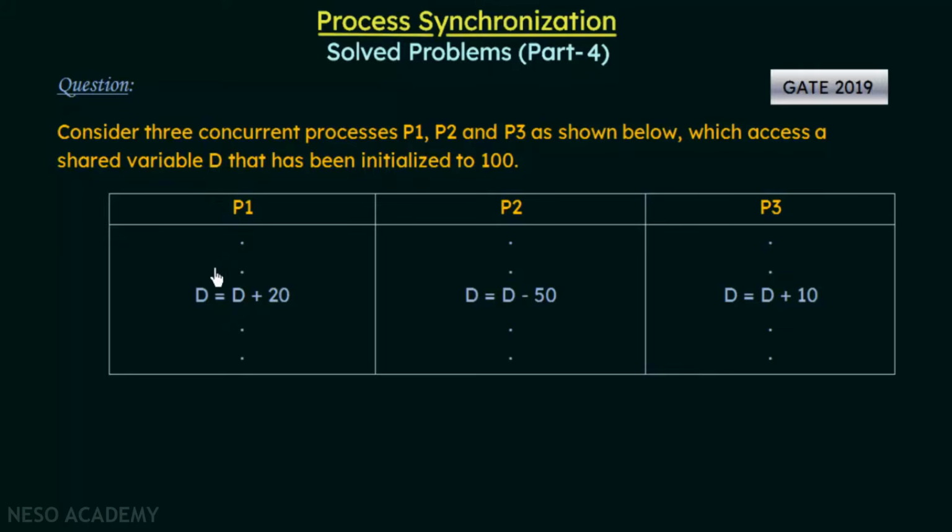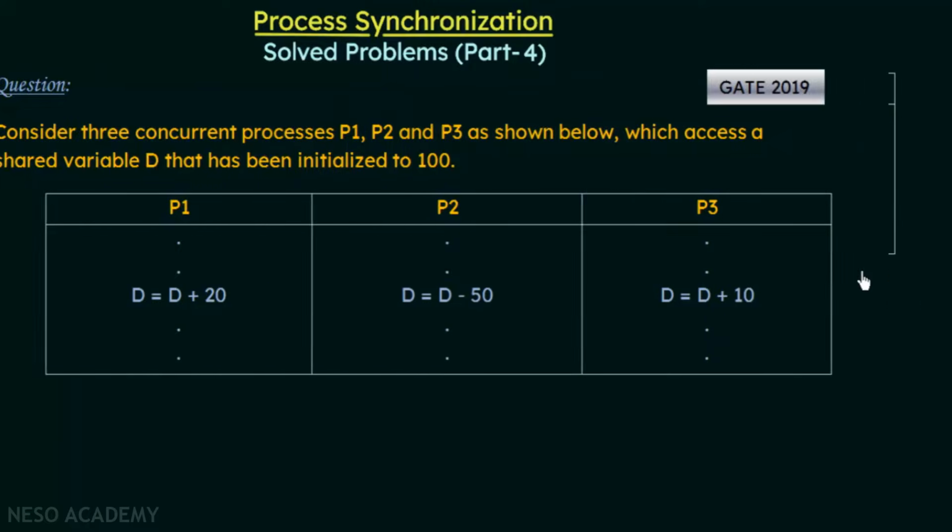So we have three processes P1, P2 and P3, and they are accessing this shared variable d. So this variable d is shared between P1, P2 and P3. That means all of P1, P2 and P3 can read from d, and they can update the value of d. The initial value of d is set to 100. Now what does P1 do? P1 sets d equal to d plus 20, so it adds 20 to the current value of d. P2 subtracts 50 from the value of d. And P3 adds 10 to the value of d. So these are what the three processes P1, P2 and P3 are capable of doing.